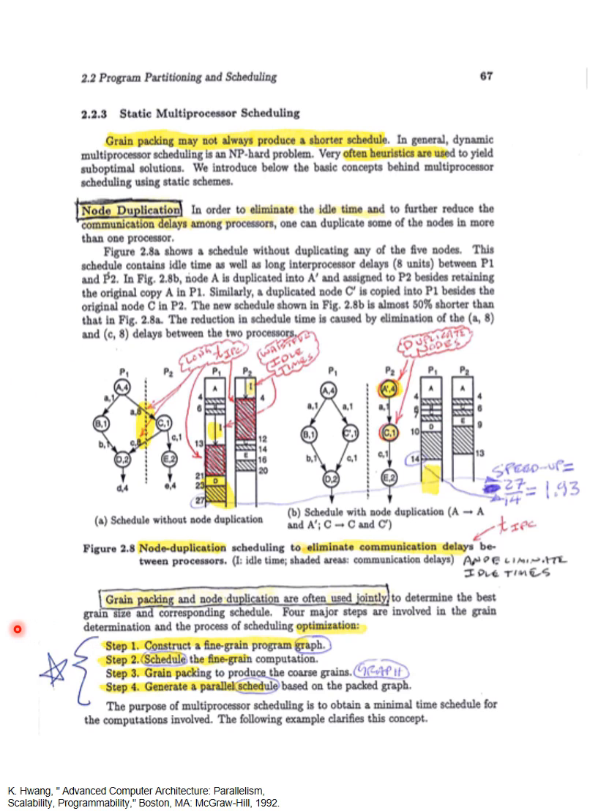And then here's a summary of the steps. Construct a fine grain program graph, schedule the fine grain computation. Number 3, grain packing to produce coarse grains, the graph for that, and then generate a parallel schedule based on the packed graph. And it's implied that you can do the node duplication as part of that too. It's a 5th step, but you could note it that way if you like.